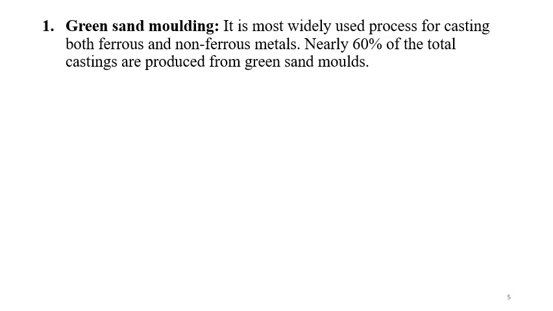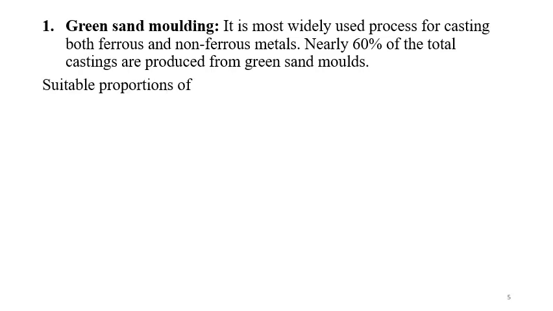The first one is the green sand molding process. It is the most widely used process for casting both ferrous and non-ferrous metals. Nearly 60% of the total castings are produced from green sand molds. Nowadays, in the foundry industry, more than 60% of components are made using green sand molds.